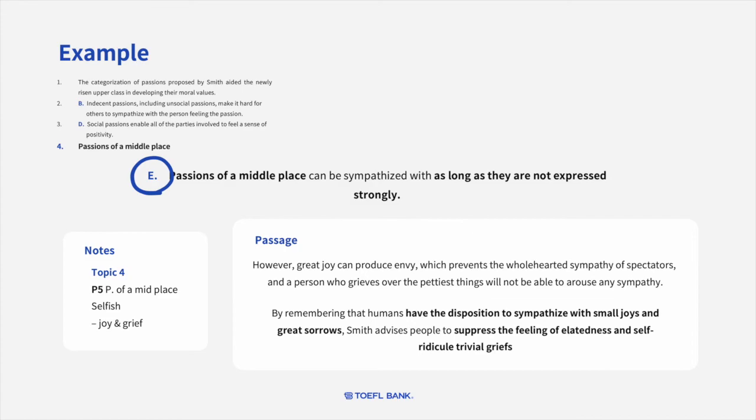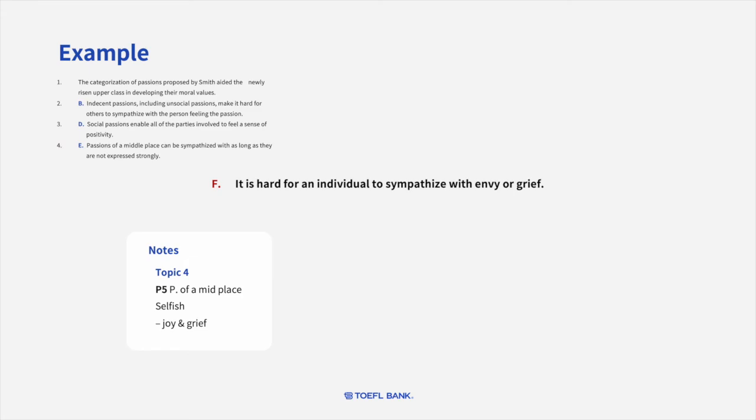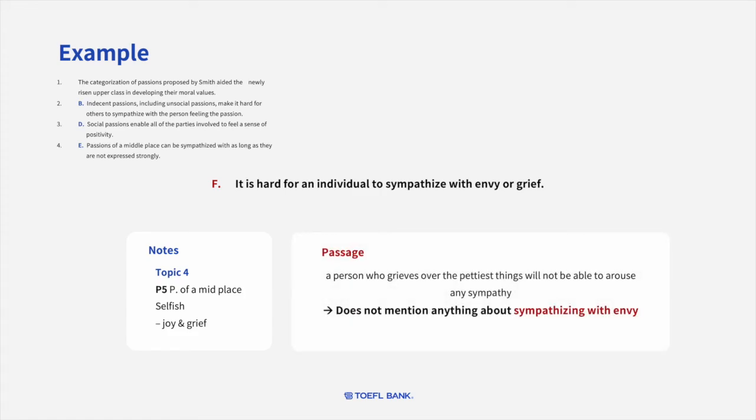Now we found all the answer choices to topics 2, 3, and 4, which are B, D, E. So there's a very high possibility that F is an incorrect answer choice. But it's necessary to check all the answer choices, so we will be looking at F as well. It is hard for an individual to sympathize with envy or grief. F is also about subtopic 4, passions of a middle place. But the fifth paragraph does not mention anything about sympathizing with envy. Therefore, since F contains an incorrect detail, it becomes an incorrect answer choice.